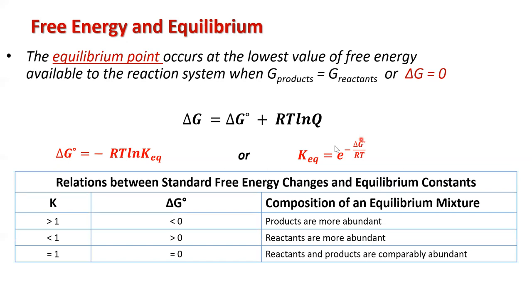Now, what does that all mean? Well, if K is greater than one, products are larger than reactants, and it means that the forward reaction is spontaneous, so delta G would be negative. If K is less than one, it means the reactants are favored. We don't have much product, which means the forward reaction is non-spontaneous, or delta G would be a positive value. And if K were to equal one, delta G would equal zero, and reactants and products are comparatively abundant.